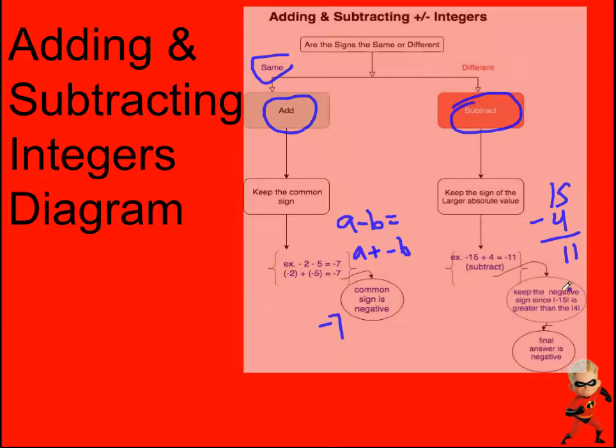Now, all you need to worry about is keeping the sign of the larger. And keep the sign of the negative, since the absolute value of negative 15 is positive 15 and is greater than the absolute value of 4. So this is what I'm showing you here. If I take the absolute value of negative 15, that equals positive 15. If I take the absolute value of 4, that equals positive 4. Now, which one is greater, the 4 or the 15? Obviously, the one that's greater is the 15. Since 15 has the negative sign, the answer will be negative. So notice here my final answer is negative.